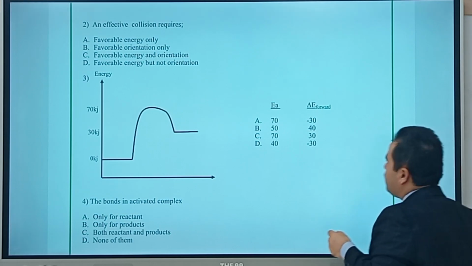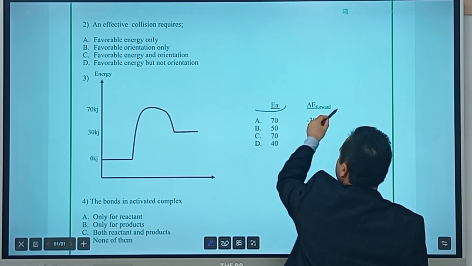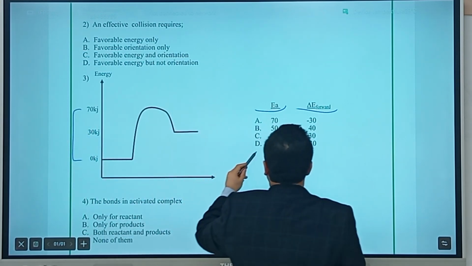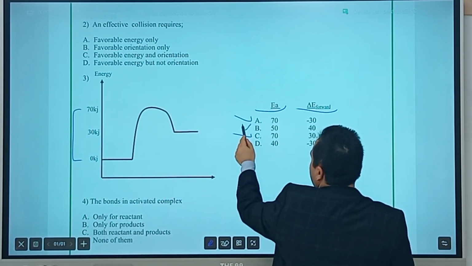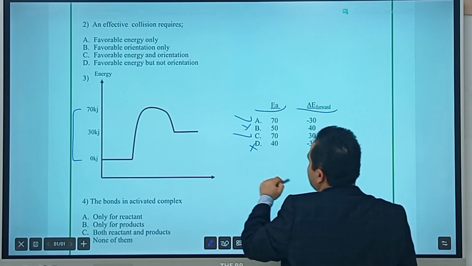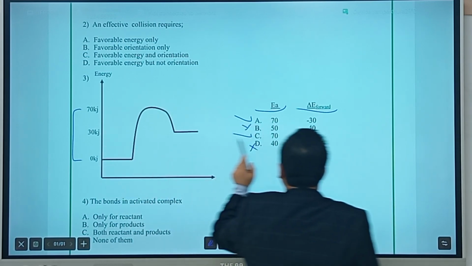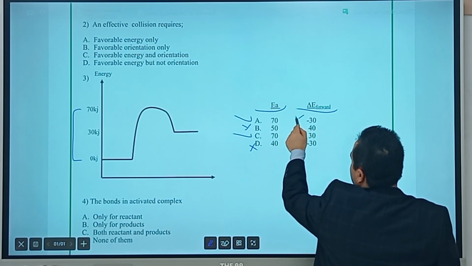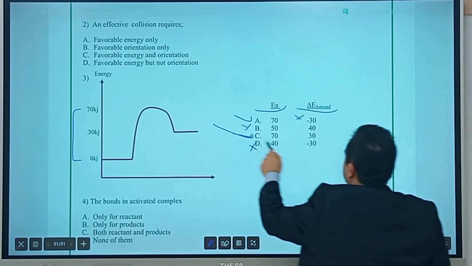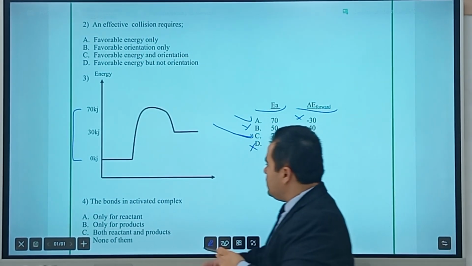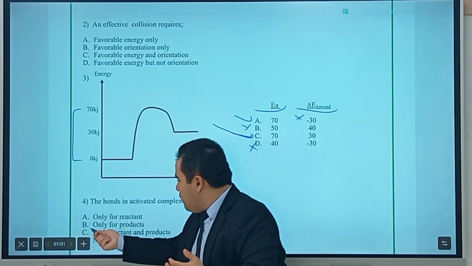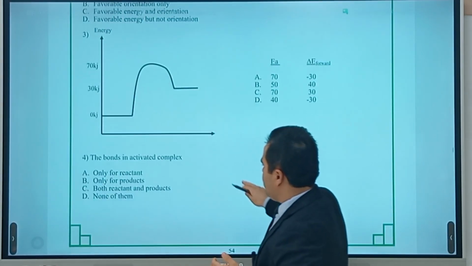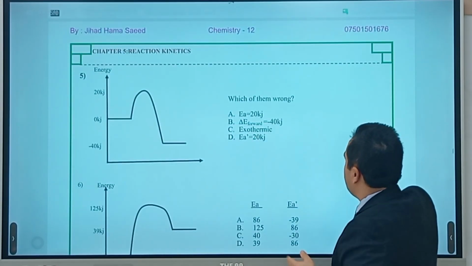Another form of the graph, the EA and delta E forward calculated. EA is equal to 70, so 70. A and C, B and D cancelled. Delta E forward is equal to 30 minus 0 equal 30. This A is negative 30 and C is the 30, so C is the correct answer. The bond is in the activated complex. Both reactants and product is partially for reactant and for product. These are the ministerial exam question, guys.